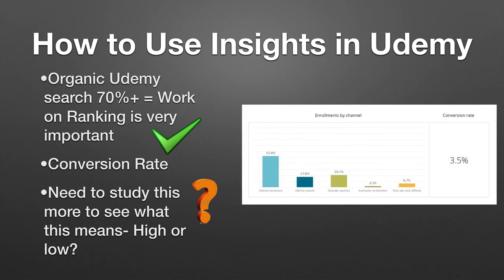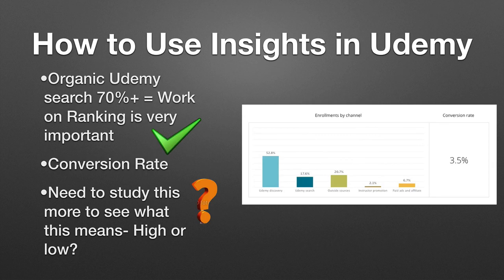The next thing you take a look at is the source of traffic. So enrollments by channel. And it shows you Udemy Discovery, Udemy Search, outside sources, instructor promotions, paid ads, and affiliate. This is telling me that over 70% of the traffic comes from internal Udemy.